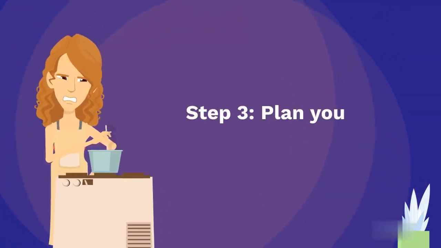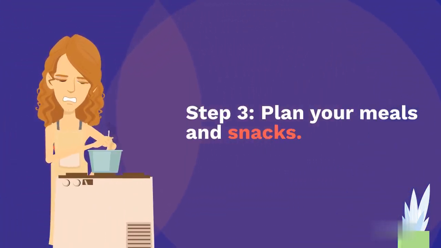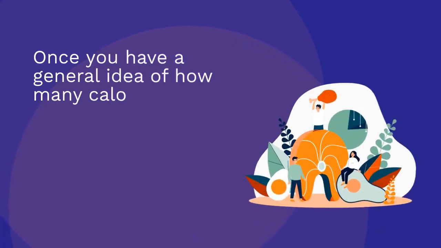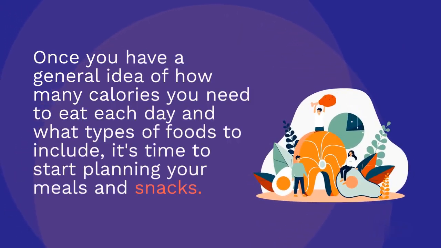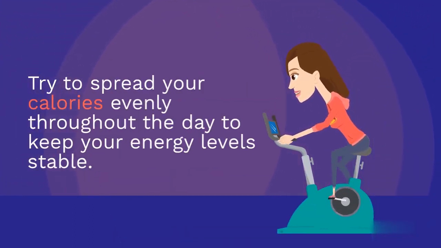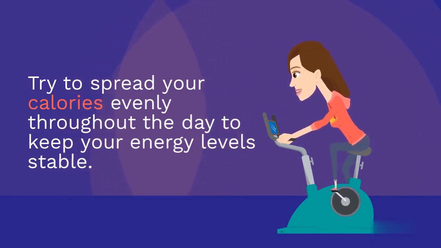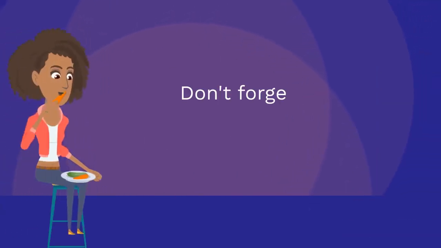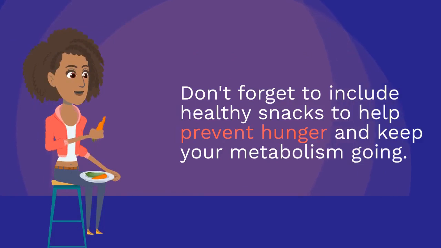Step 3. Plan your meals and snacks. Once you have a general idea of how many calories you need to eat each day and what types of foods to include, it's time to start planning your meals and snacks. Try to spread your calories evenly throughout the day to keep your energy levels stable. Don't forget to include healthy snacks to help prevent hunger and keep your metabolism going.